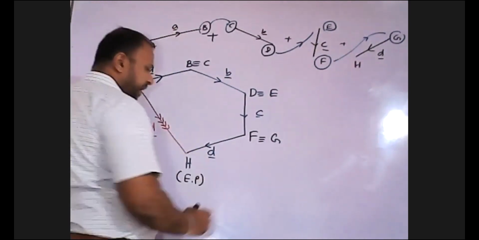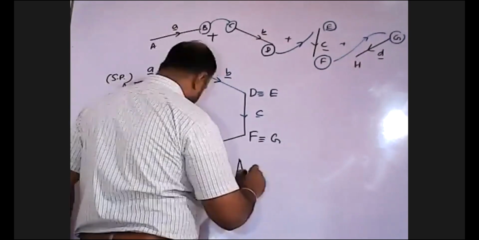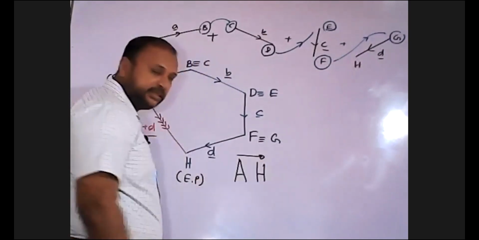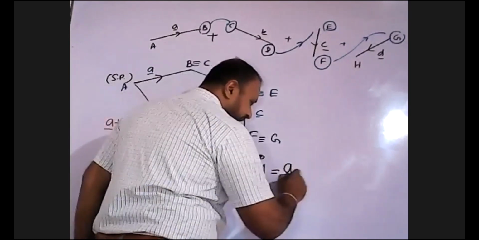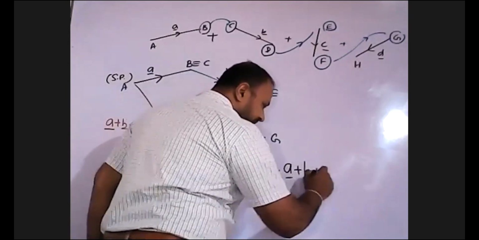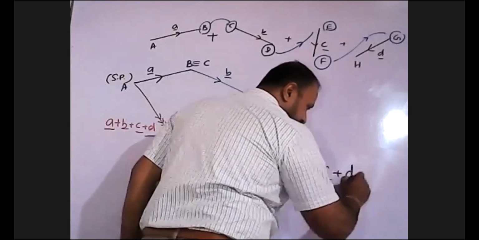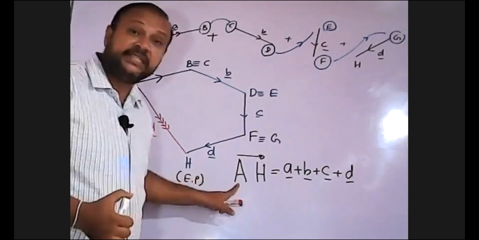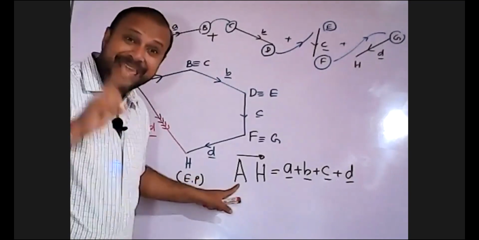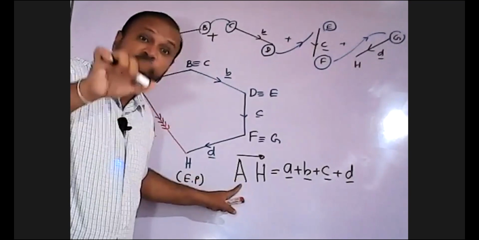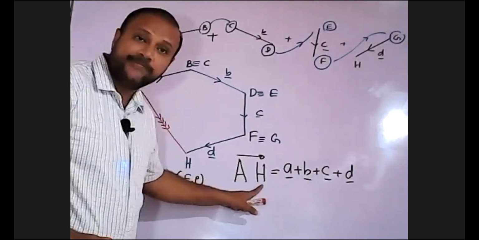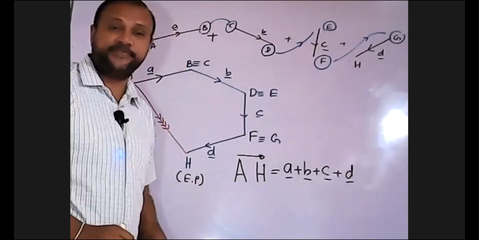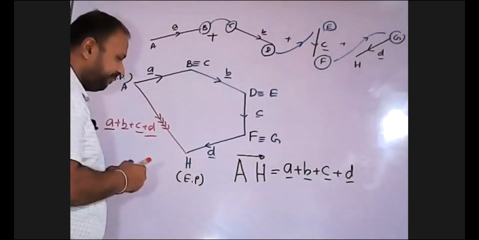Therefore we can write vector AH. Vector AH is equal to A plus B plus C plus D. Look at this. What is the point A? A is the starting point of the first vector. This one is the end point of the last vector.